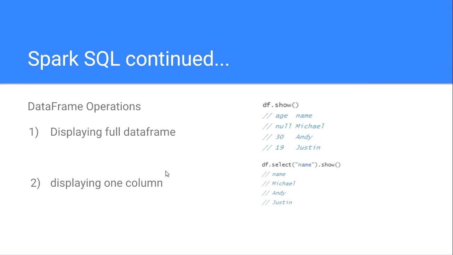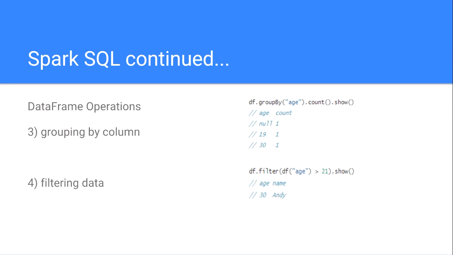So once we have data frames, what can we do with them? We can do all the processing that we used to do in our relational databases, like in MySQL or Oracle. We can get the data by the show method. We can select a column of the whole data using the select method. We can group by some column, or we can filter some column. So these are the operations that we can do in SQL, and we can do them here in our data frames.